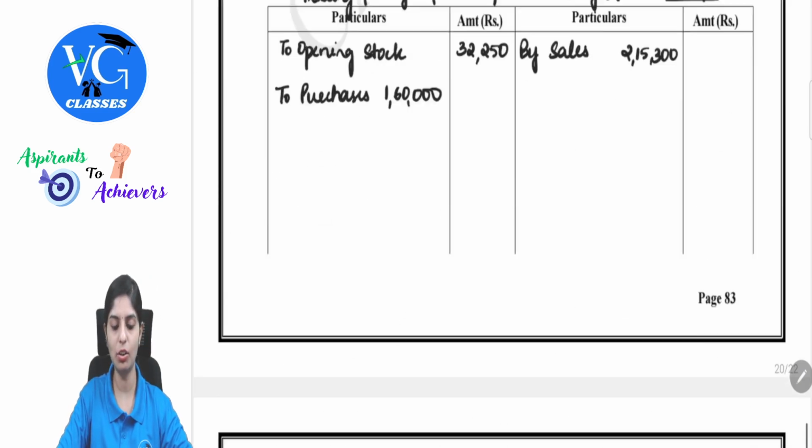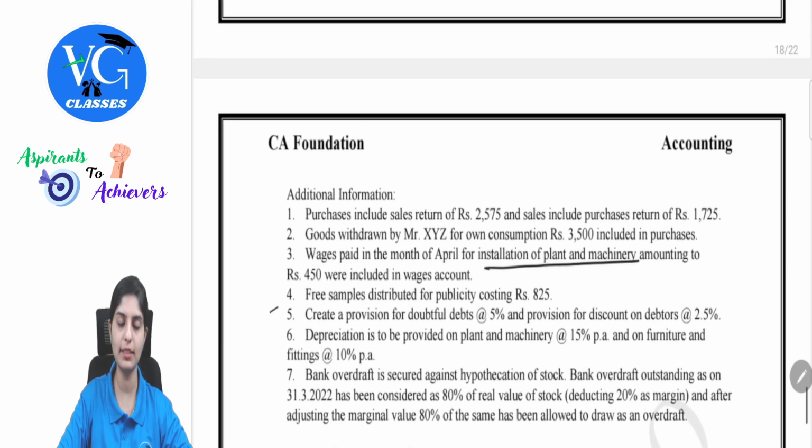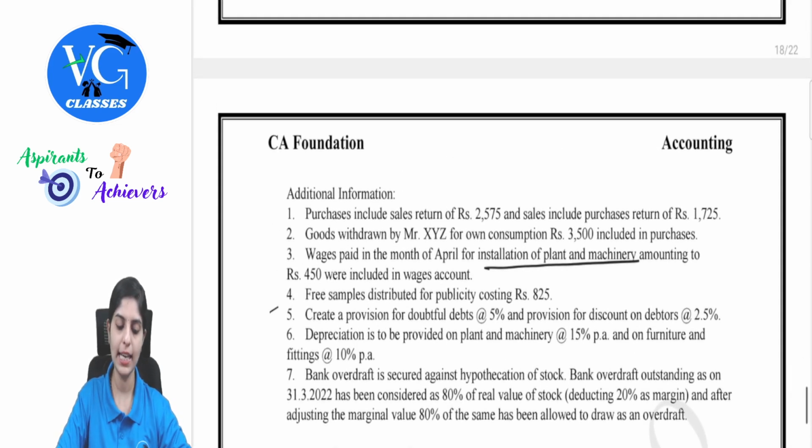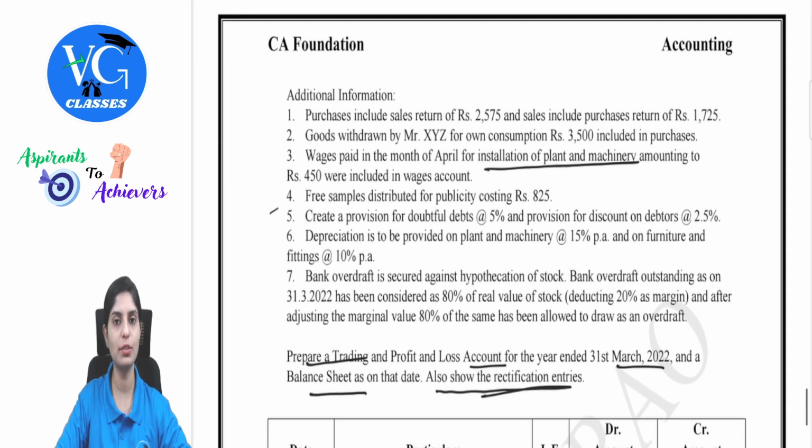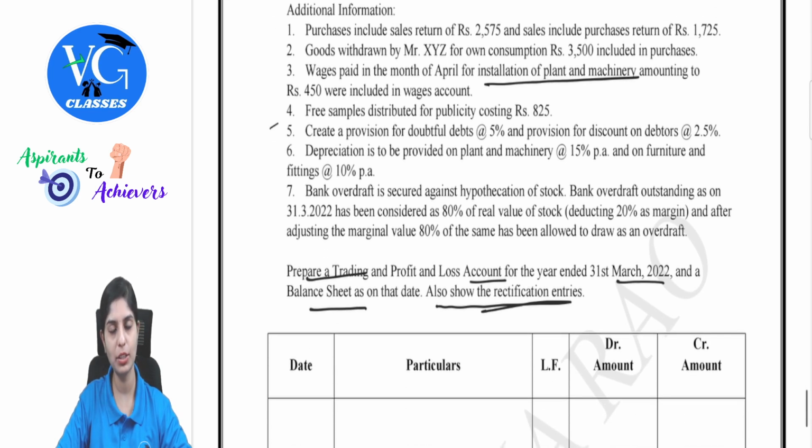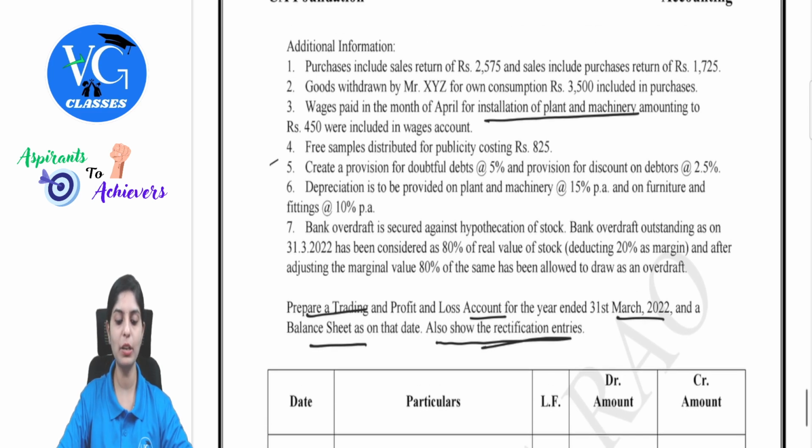Now we have entered all of the items which were part of the trial balance. Now moving to additional information. See, as and when we run through the additional information, if a rectification journal entry is required, we will simultaneously pass it and give the treatments accordingly. Purchases include sales return of 2,575 and sales include purchases return of 1,725. So first we will have to eliminate these returns. Purchases include sales return. This should not have been included in purchases. We need to remove it.